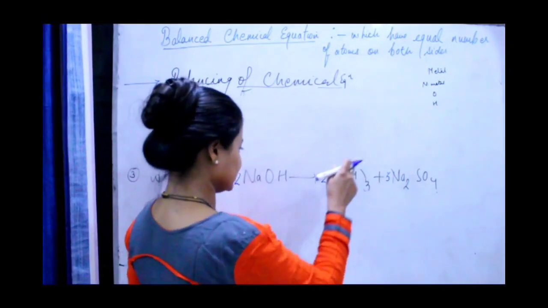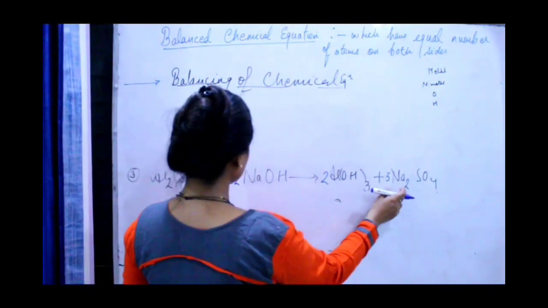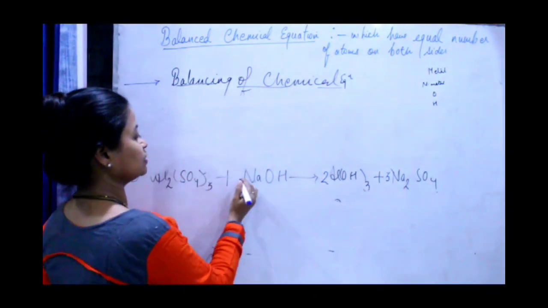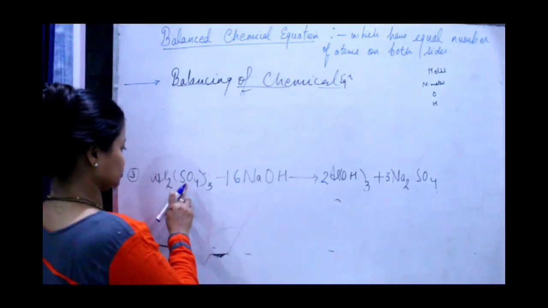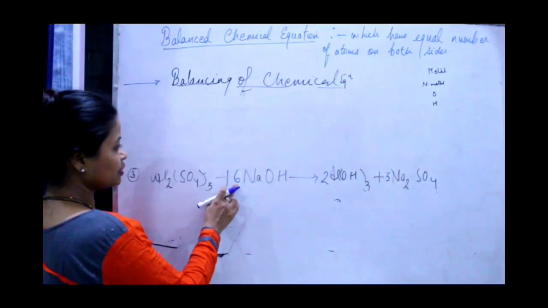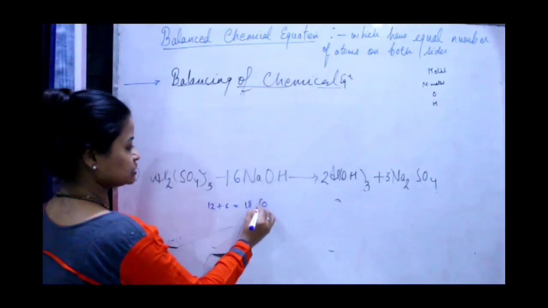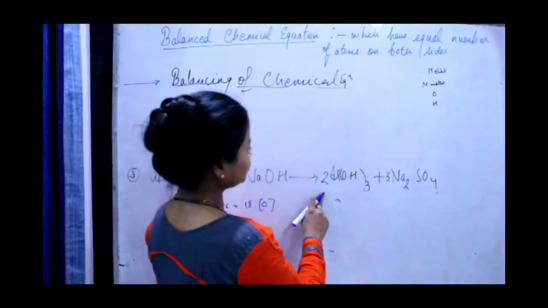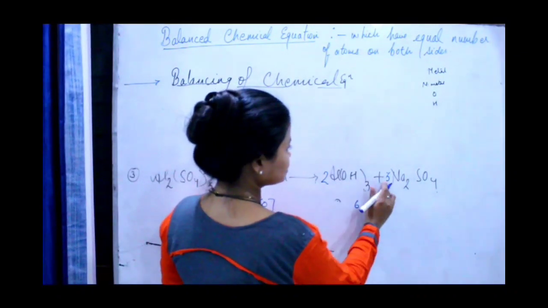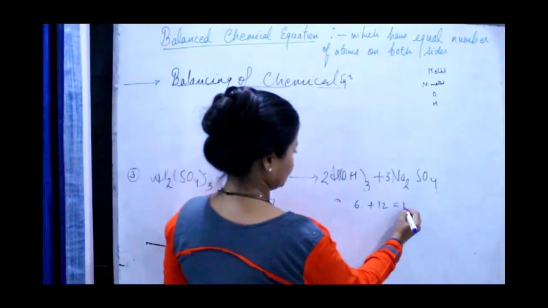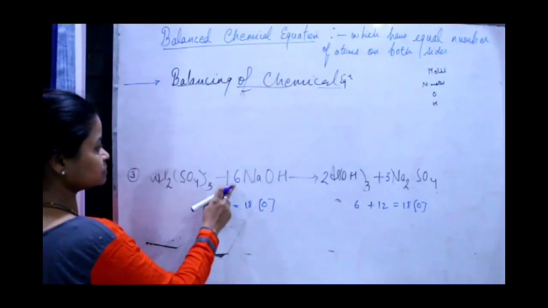So let me check once again. Aluminium 2, 2. Sodium now it became 3 2s are 6. So I have to change it here. 6 now I will write. Okay. Now you balance oxygen. Oxygen 4 3s are 12. 12 plus 6. 12 plus 6. 18 oxygen. Here you see oxygen, 3 2s are 6 plus 4 3s are 12. Yeah, you got oxygen balanced, isn't it? Now check the hydrogen atoms.